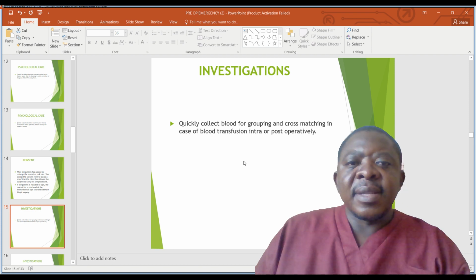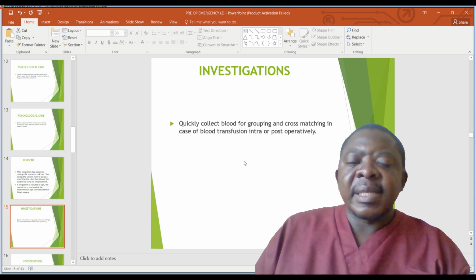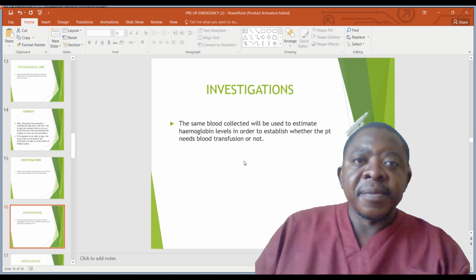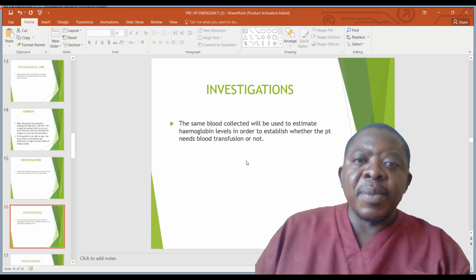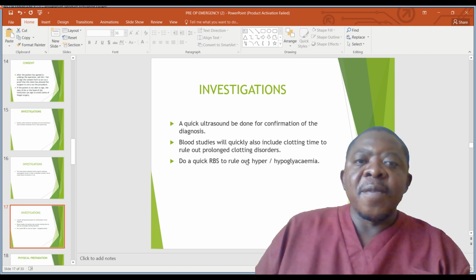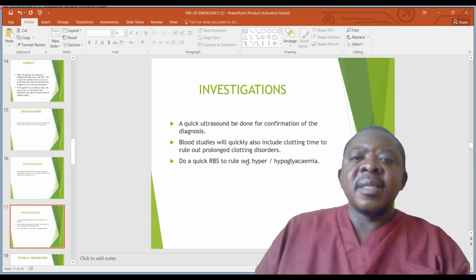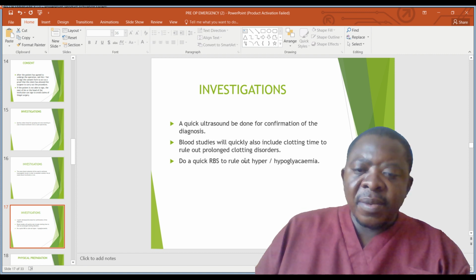Investigations. You can quickly collect the blood for grouping and cross-matching in case of blood transfusion, which can happen intra or post-operatively. So the same blood collected will be used to estimate hemoglobin levels in order to establish whether the patient needs a blood transfusion. Other investigation is ultrasound that can be done for confirmation of the diagnosis. Blood studies can quickly be done to include clotting to rule out a prolonged bleeding disorder. Okay, so you can also do a random blood sugar to rule out hypoglycemia.